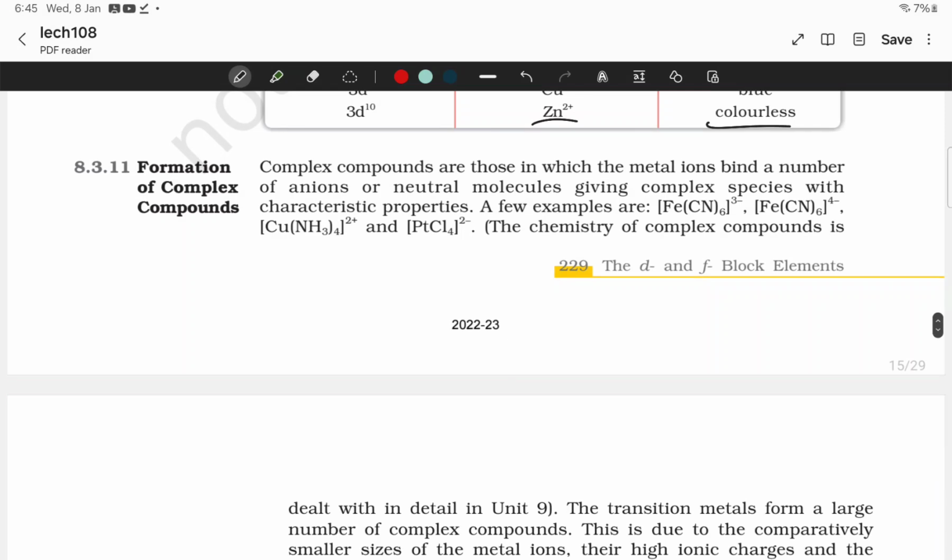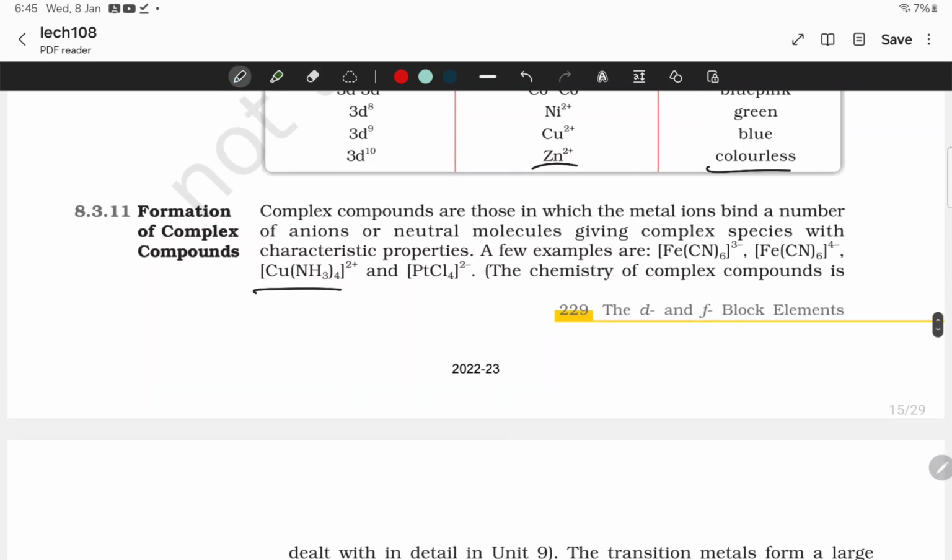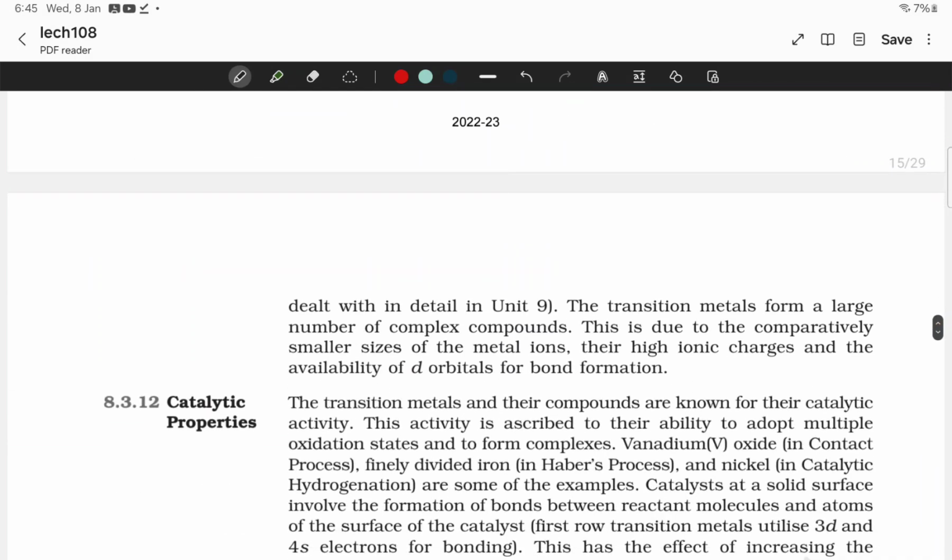Now, formation of complexes. All the complexes are mostly formed by d block elements because they have unpaired electrons. Okay, complex compounds are formed by these elements. Okay, very good.